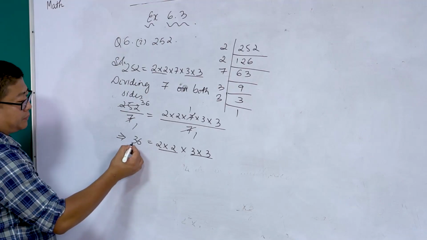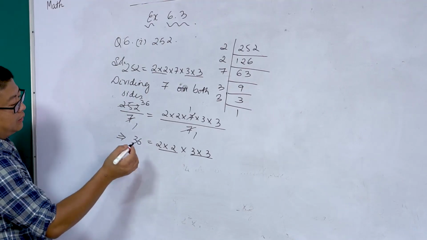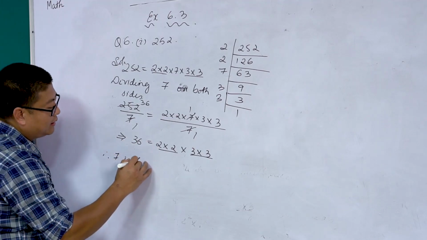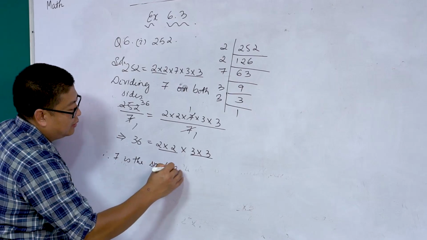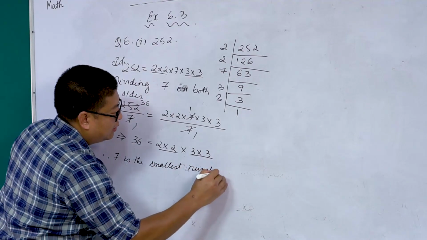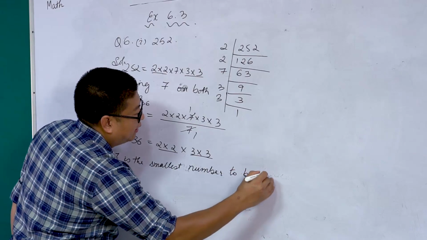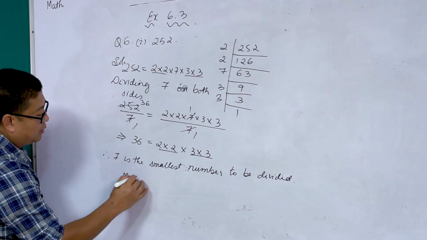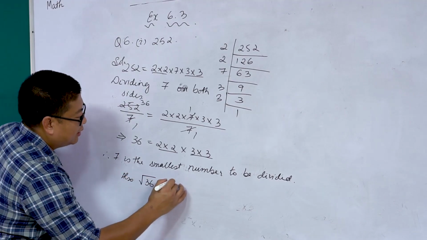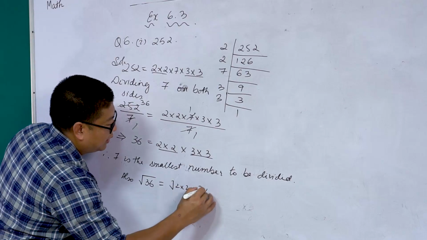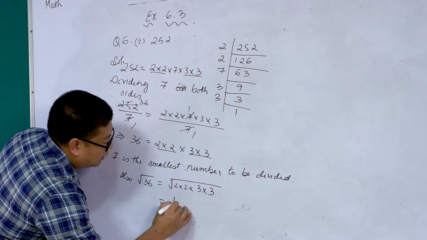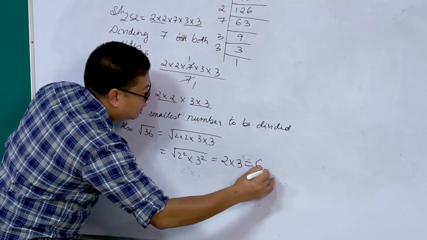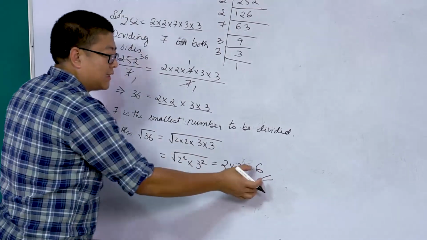So, yeah. We can say that, therefore, 7 is the smallest number to be divided. Also, square root of 36 is square root of 2 into 2 into 3 into 3. So we're getting 2 square, 3 square, 2 into 3 and 6. So square root of 36 is 6.